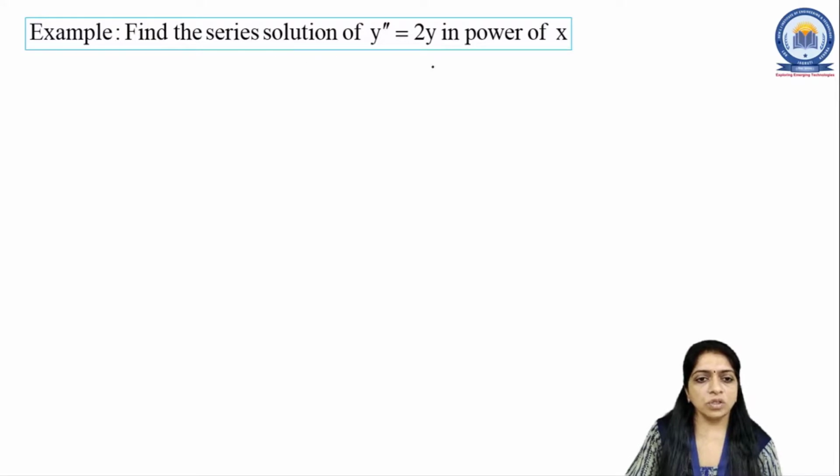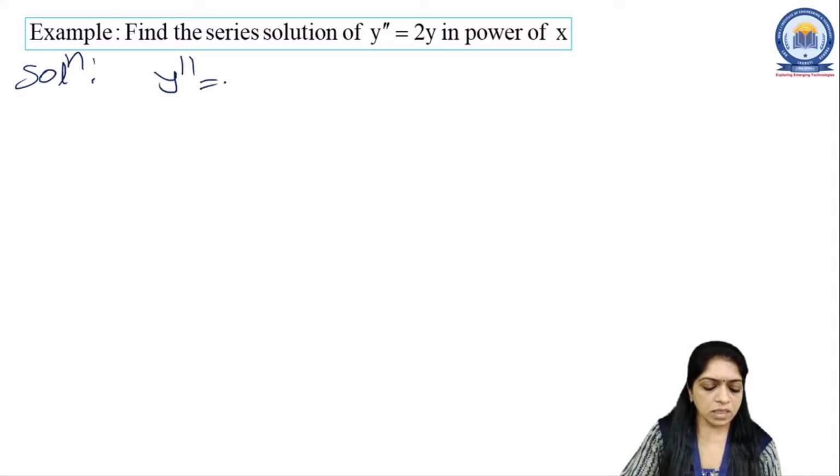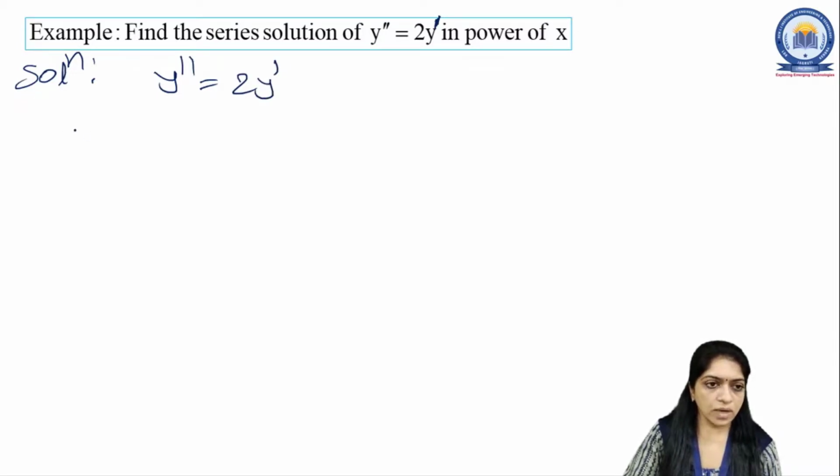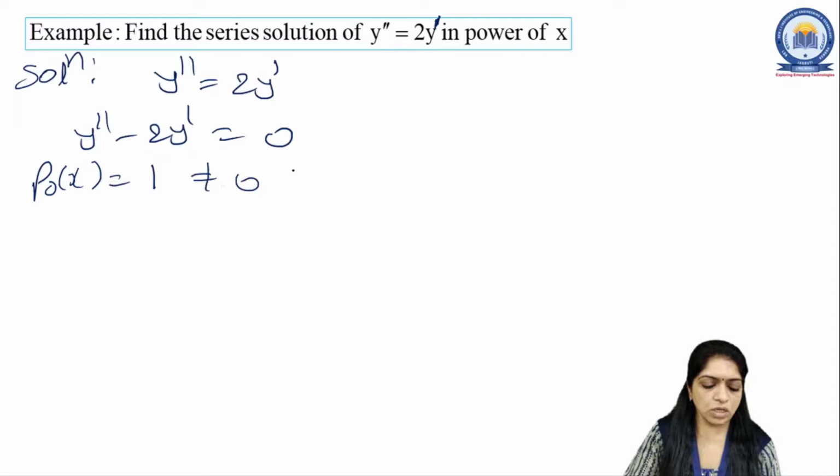Find the series solution of y double dash equal to 2y dash in power of x. So let's start the solution. Here y double dash is equal to 2y dash. So y double dash minus 2y dash equal to 0. So p0(x) is equal to 1, which is not equal to 0 at x equal to 0.